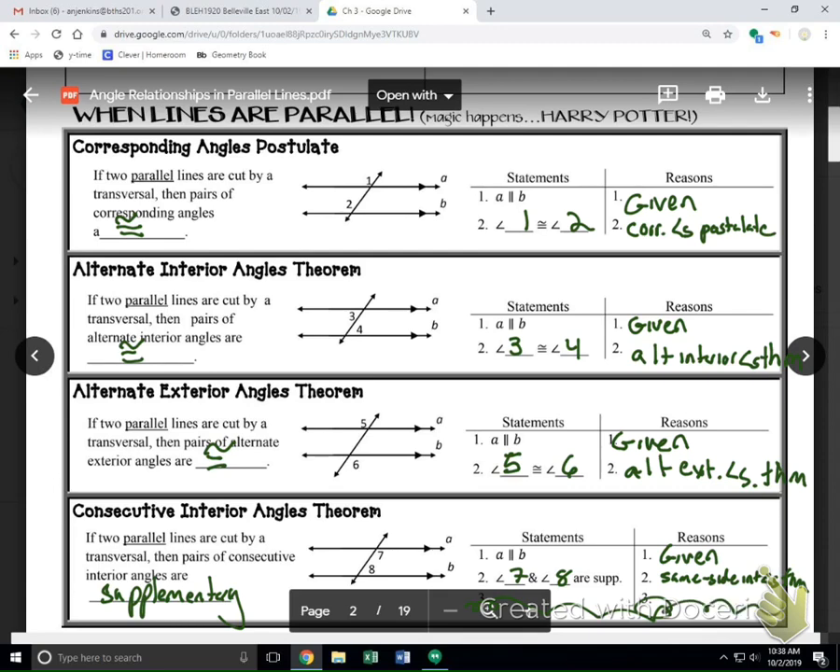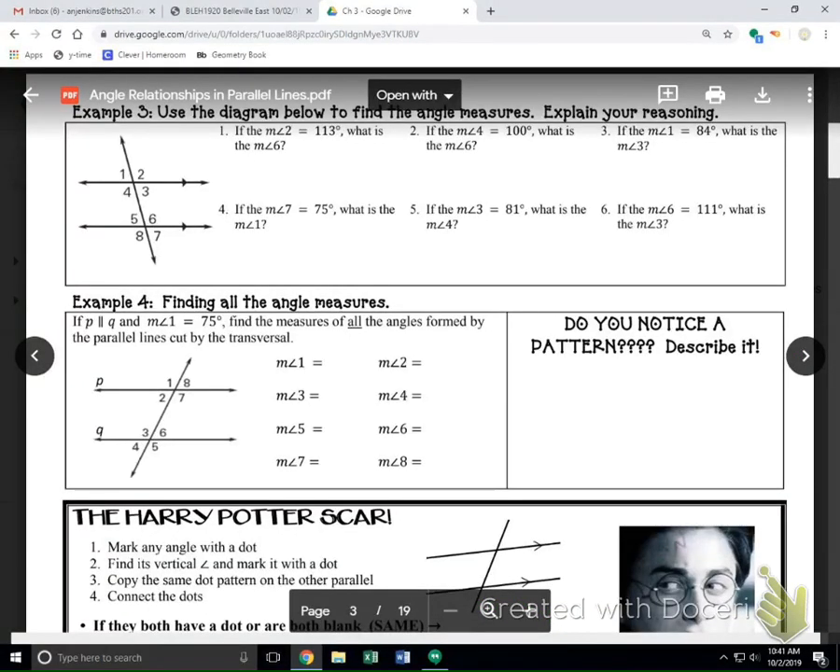Okay, and number 3, I'm not going to make you do that step. We're just going to cross it out. So we are looking at angle 2 and angle 6. What's the relationship between angle 2 and angle 6? They're corresponding, and we know corresponding angles are congruent. So the measure of angle 6 has to be 113.